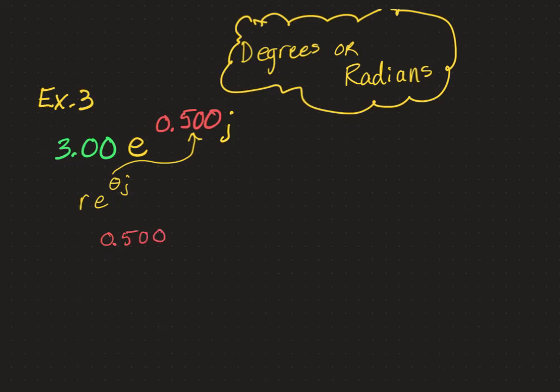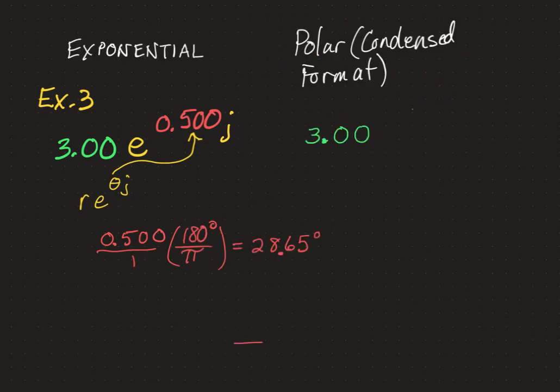So R equals 0.500. But if I want to express this in polar form, I have to convert from radians to degrees. So my complex number can be rewritten as 3.00 at an angle of 28.65 degrees.